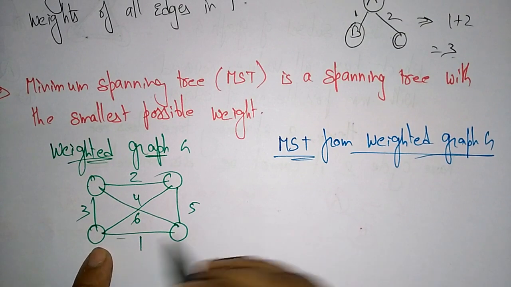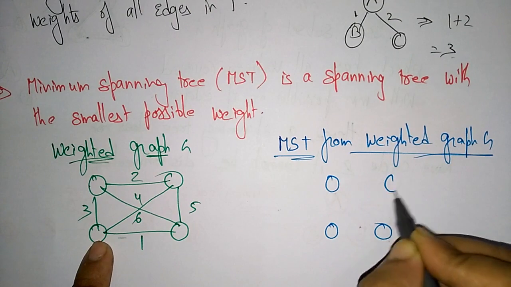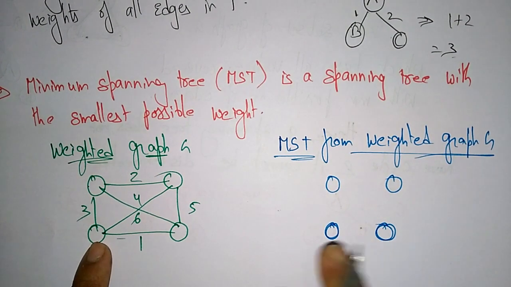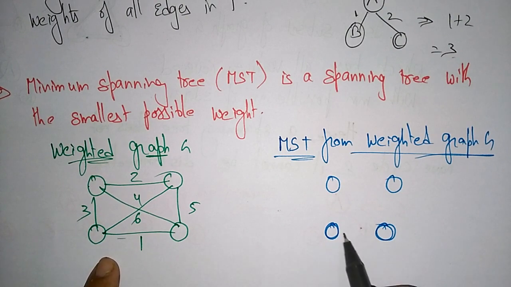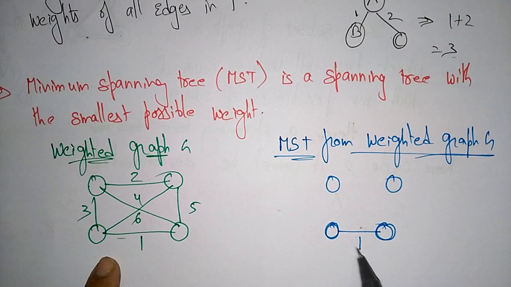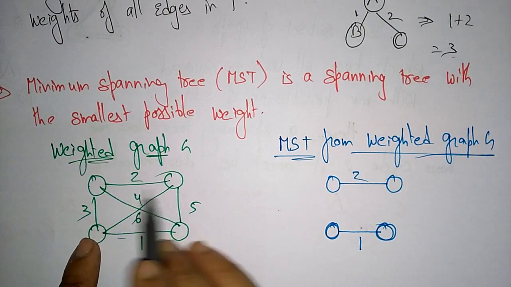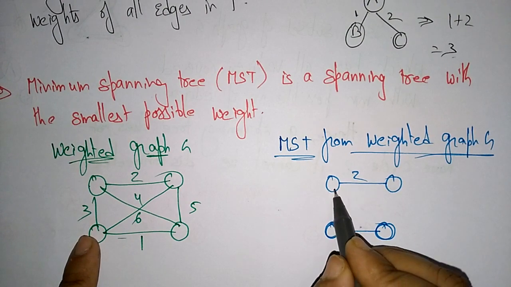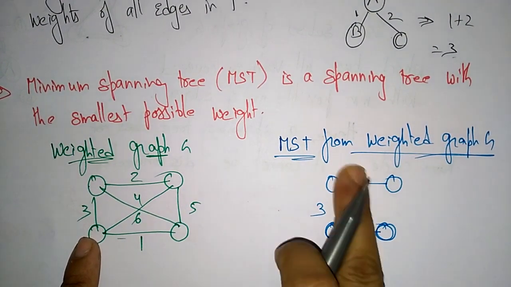So first, what is the smallest possible weight? These two nodes. Let me first write the vertices, because we have to visit all the vertices. That is the first condition, and then we have to select the smallest possible path. So 1 is the smallest, and next 2, and coming to here, this is 3. So all vertices are connected now.